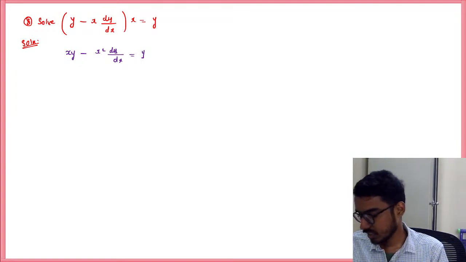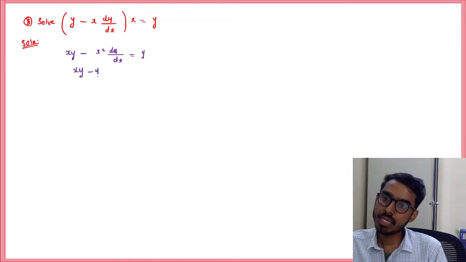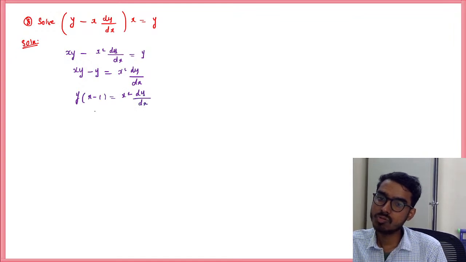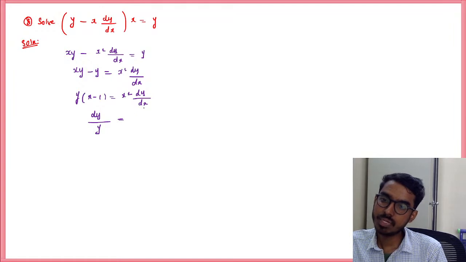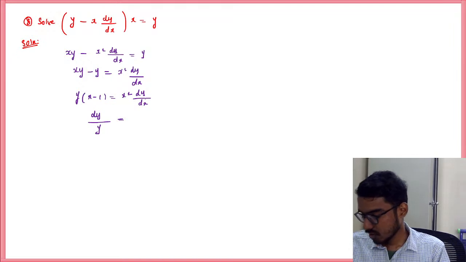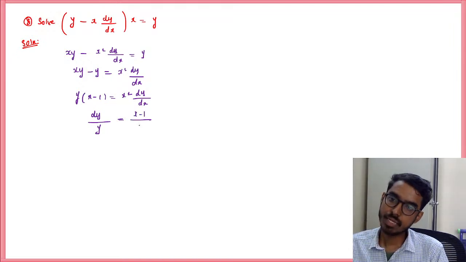So we have xy minus y is equal to x square dy by dx. If I take this y outside, we have y times (x minus 1) equal to x square dy by dx. Bring this y to that side, so dy by y equals, bring this dx to that side, (x minus 1) by x square dx, right?